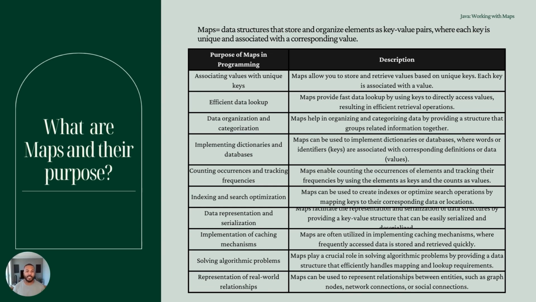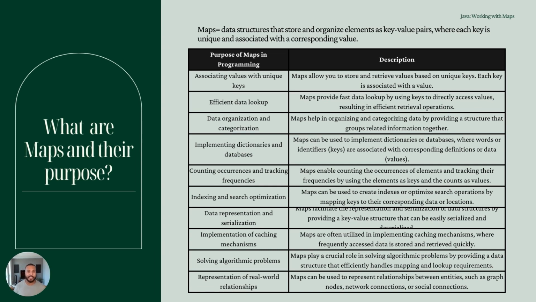Data organization and categorization is another purpose. Maps facilitate the organization and categorization of data based on their keys. This feature allows for easy grouping and retrieval of related information, streamlining data management in various applications.